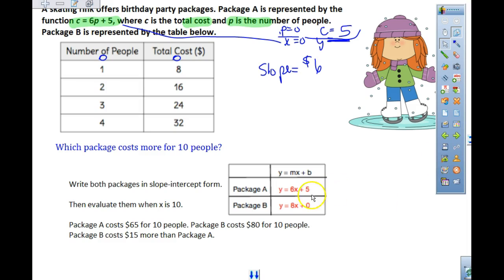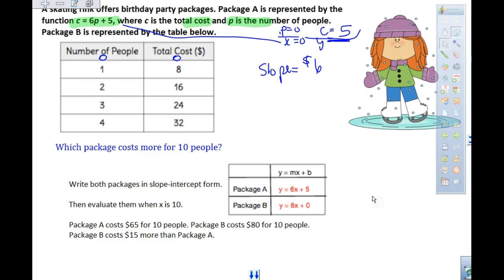If you're like most parents buying a birthday package, you're already spending a lot of money on presents and gifts and gift bags or whatever, so you're probably going to go with the cheaper one, right? We'd probably go with package A, which is $15 cheaper when I have 10 people. Now, if I don't have as many people, if I have 3 people with my kid or 4 people, then I might be going with package B, but it depends on how many people, right?